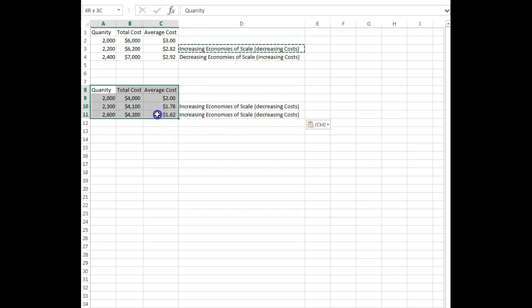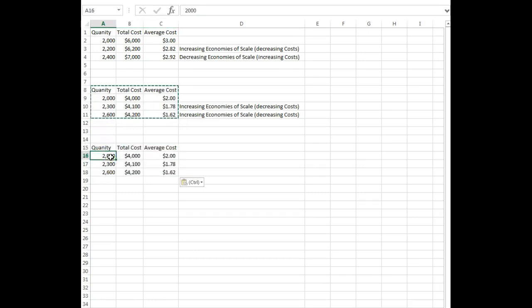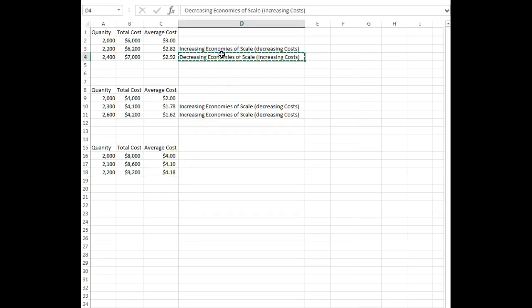Now, if we do it one more time, with some new numbers, again at 2,000 quantity, we have a total cost of 8,000. At 2,100 units, we have a total cost of 8,600. And when we have 2,200 units, we have a total cost of $9,200. Well, we can clearly see it went from $4 to $4.10 average cost. We have increasing costs, so we have decreasing economies of scale. Again, from 4.10 to 4.18, cost increased. Therefore, we have decreasing economies of scale.